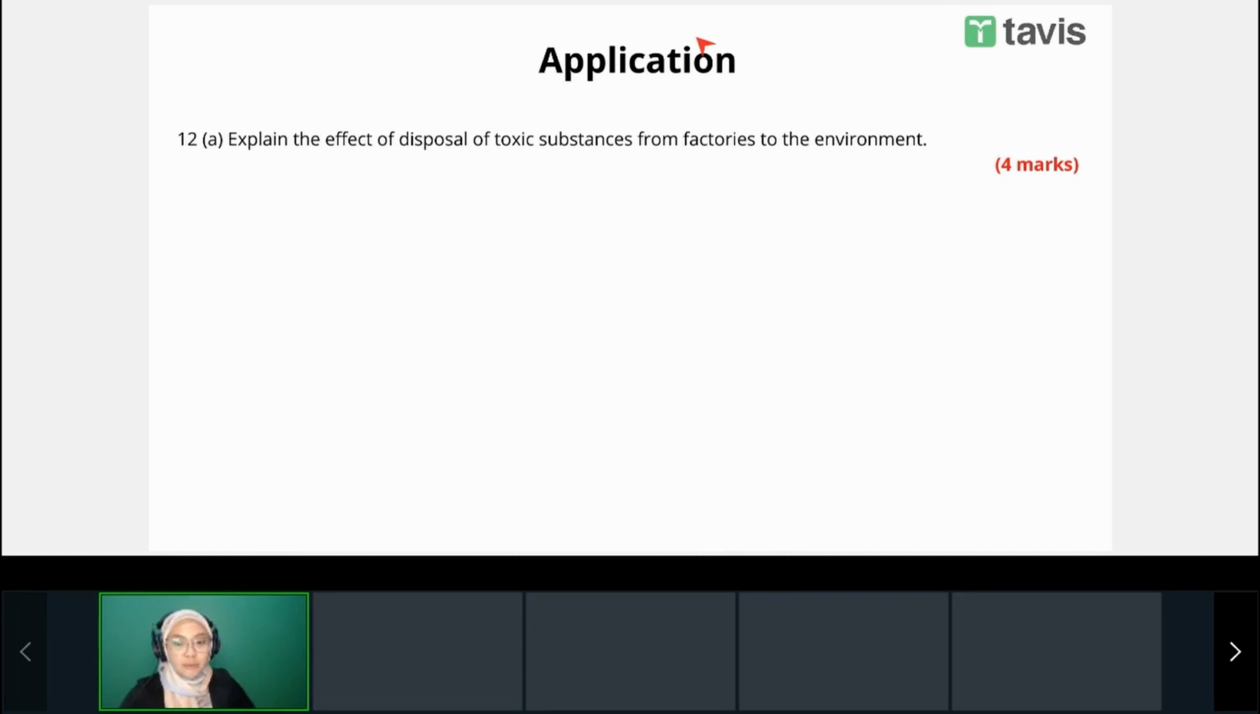Application question, 4 marks over here. It asks about the effect of disposal of toxic waste, toxic substances from the factories, to the environment. How does the disposal of toxic waste cause environmental destruction? How?